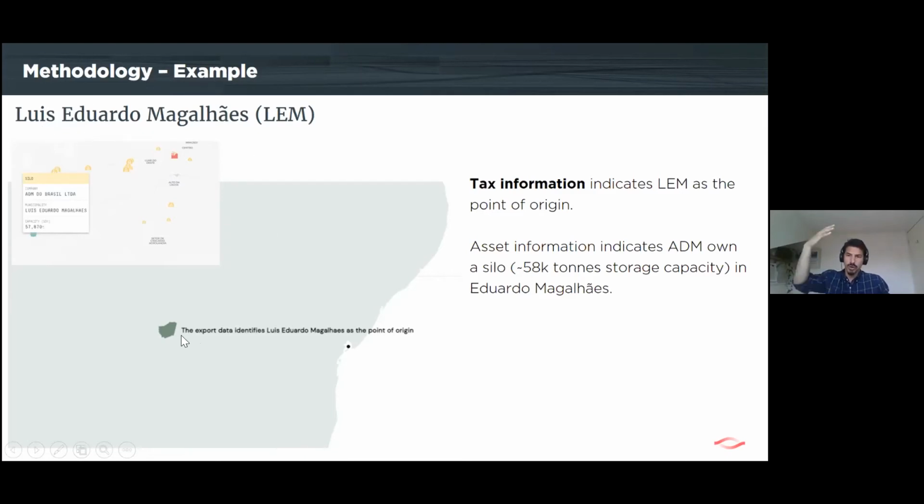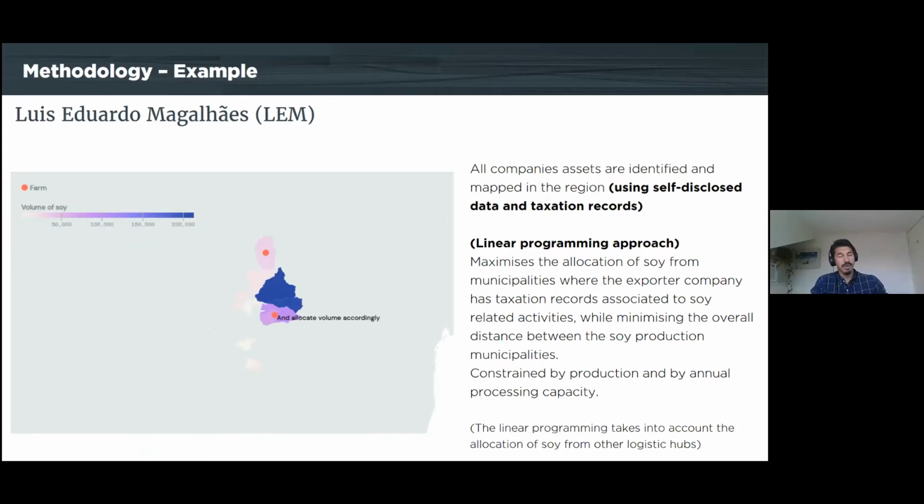And then when we looked at the company's assets, we saw that indeed ADM owned a silo there. So we said, great. From the port of export, we linked back to the silo, to where the commodity was stored. In most of the cases, that was just data-driven: getting the information, linking it together, and then making the visualization, right? But the problem is from the silo back to the farms.